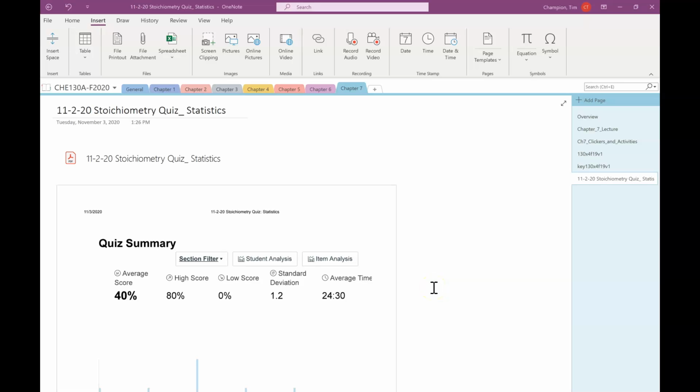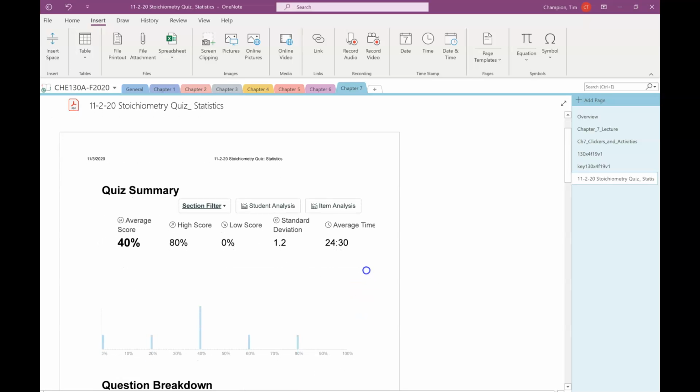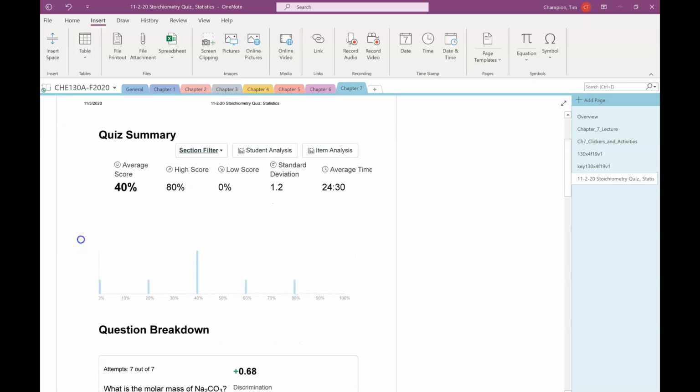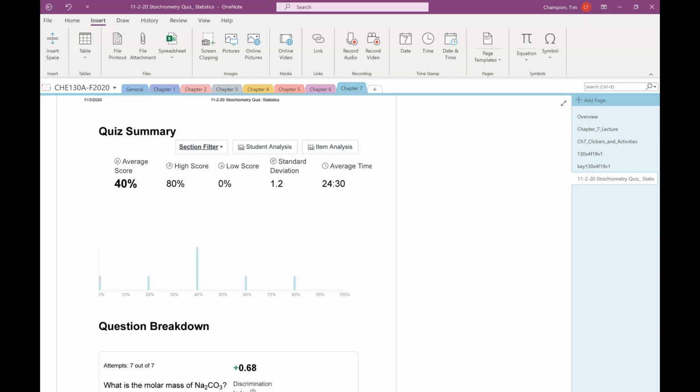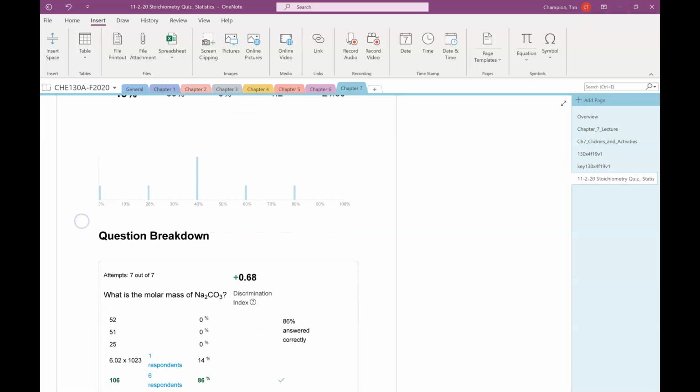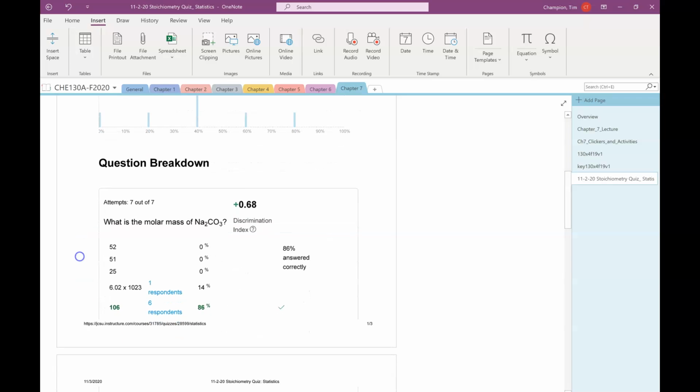Hi everyone, I want to go over the stoichiometry quiz we had today, so that maybe you can learn from that a little bit and it'll benefit you on the exam here. I printed out here in the OneNote notebook our quiz summary of the statistics of it. You see the high score was an 80, the average score was a 40. On average it took you 24.5 minutes to do the quiz.